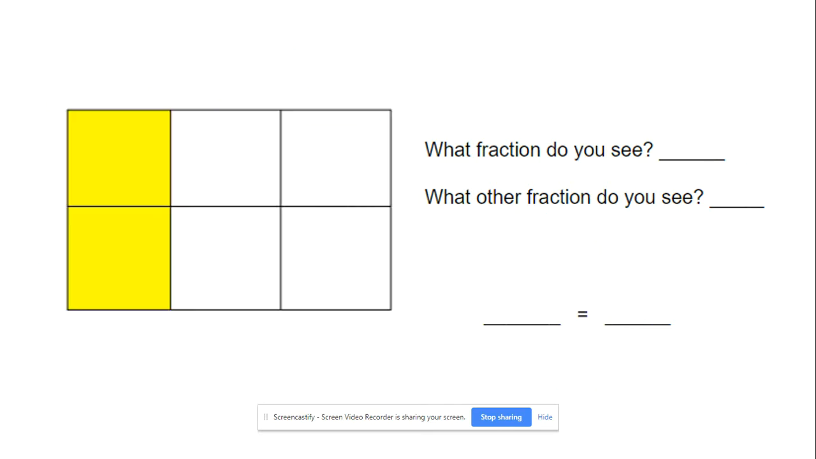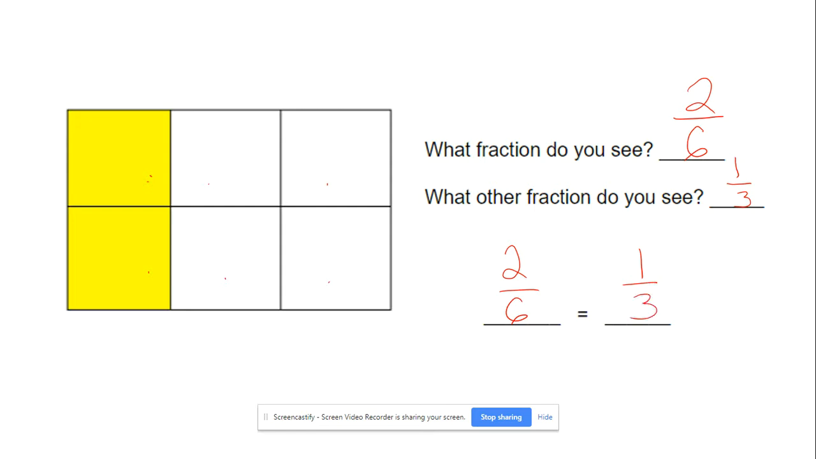Let's try the next one. We see two fractions here. We can see that there's a total of 1, 2, 3, 4, 5, 6 pieces, and two of them are shaded. Well, we can also see 1/3 of the entire bar is shaded. So that's the other fraction. 2/6 is equivalent to 1/3.